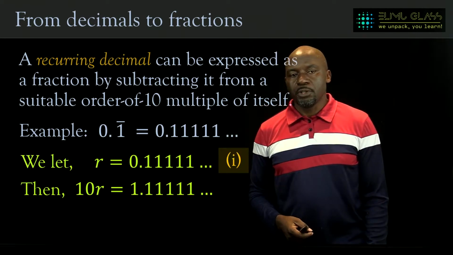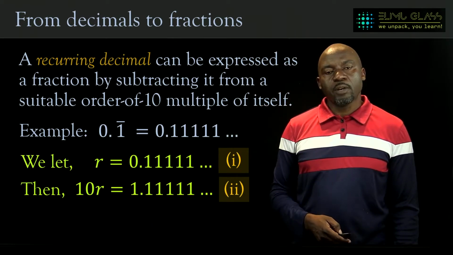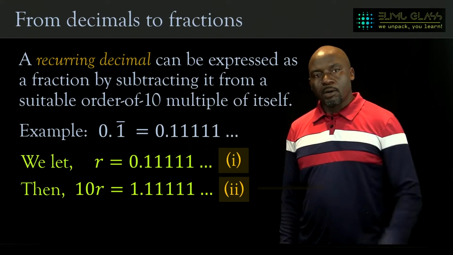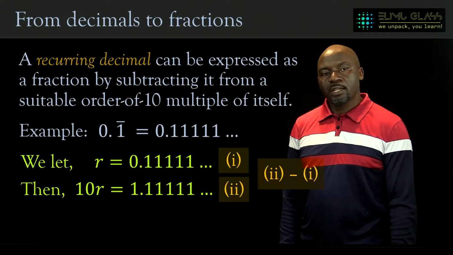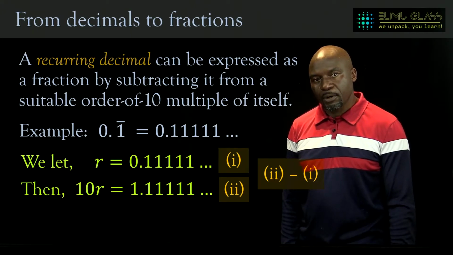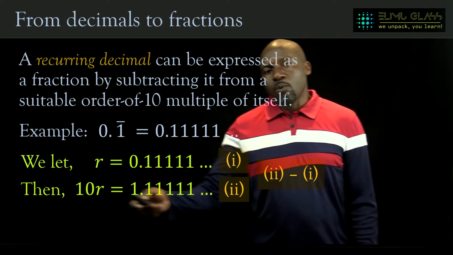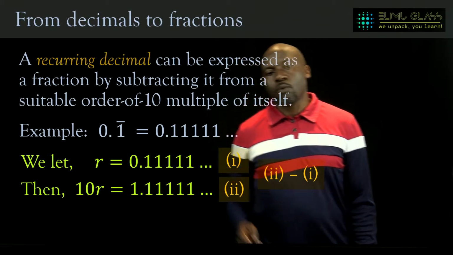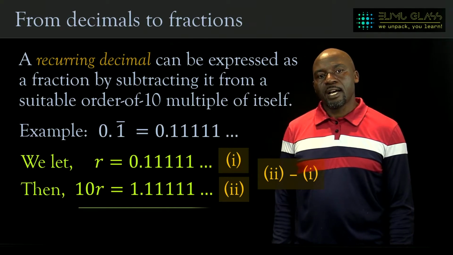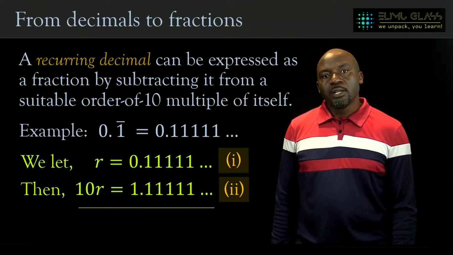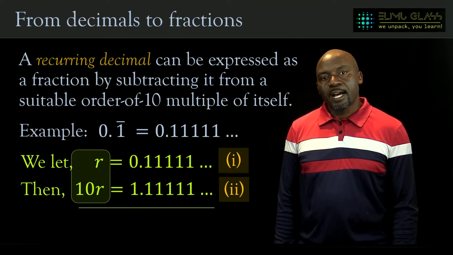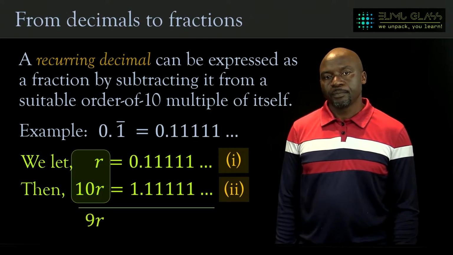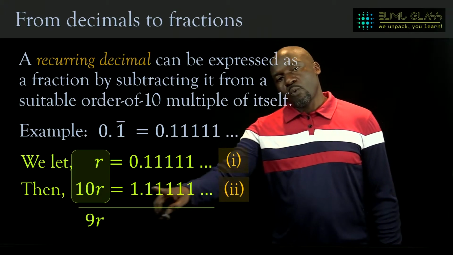I'll call that my equation 2, and then what I want to do is subtract them. I'm going to take equation 2 and subtract equation number 1. So we'll start with 10R and subtract R. What is 10R minus R? We're going to subtract upwards. So 10R minus 1R should be 9R.